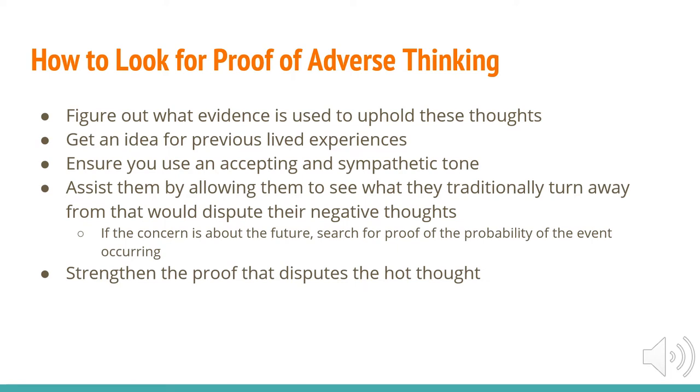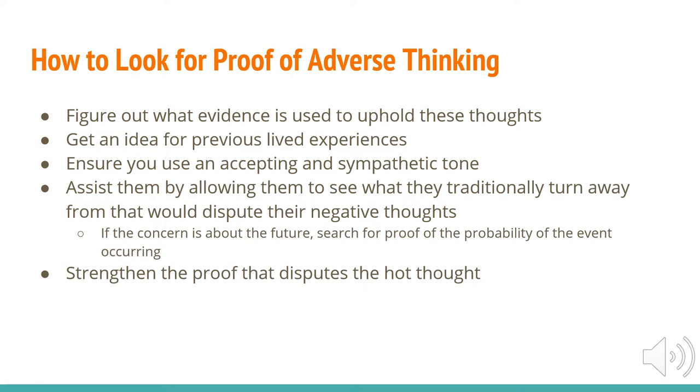It is critical that the therapist is accepting and sympathetic. You can also ask about previous lived experiences that have a correlation to their current negative thinking. Here, they can begin to draw the lines between what may have been accurate before may not have the same accuracy now.